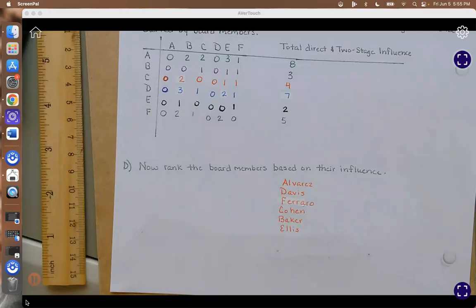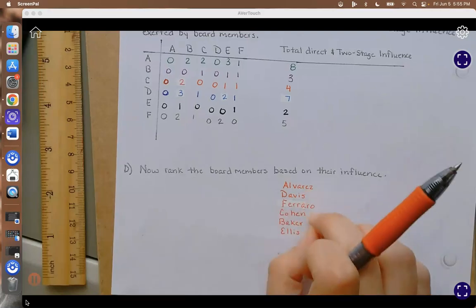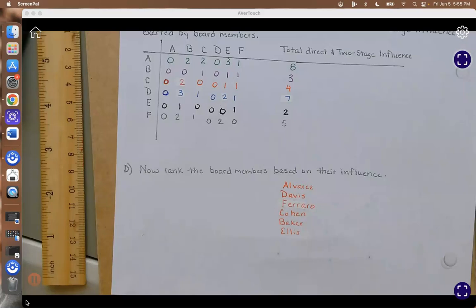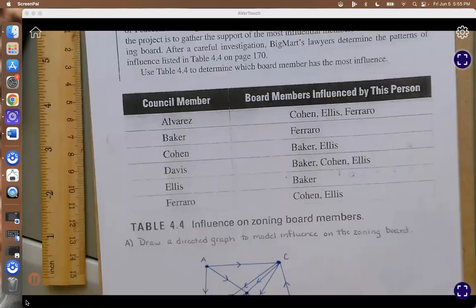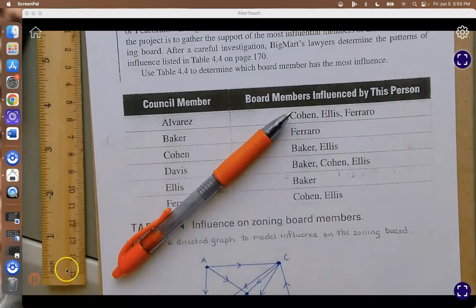Okay. So those are your rankings. So you definitely want to get Alvarez on your side. If you can get Alvarez and Davis on your side, you're probably golden. If you can get those 3 on your side, you've got it in the bag. Okay. So that's our lesson for today. If you have any questions, please let me know.